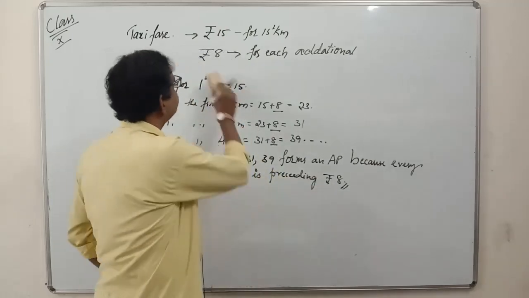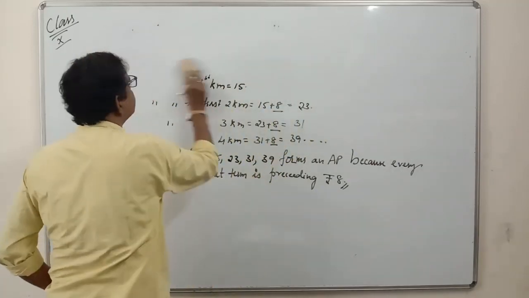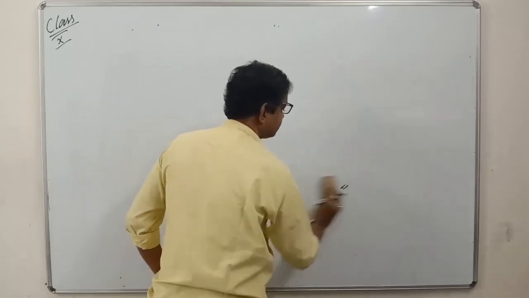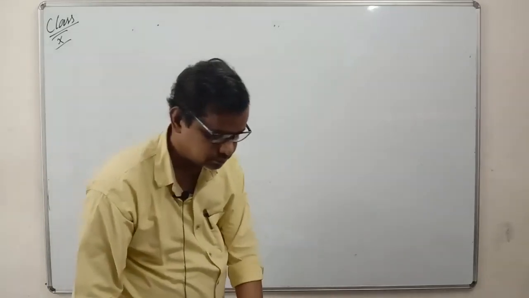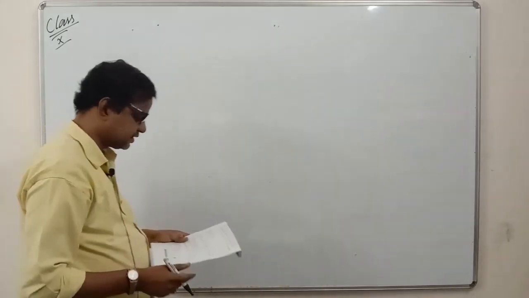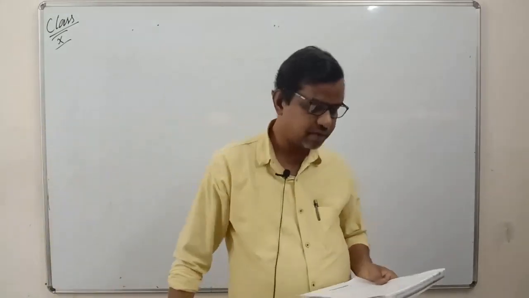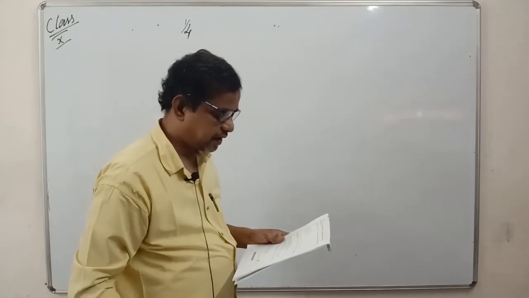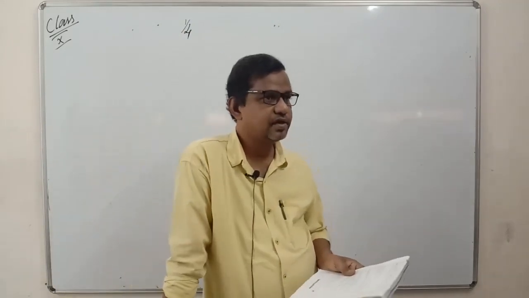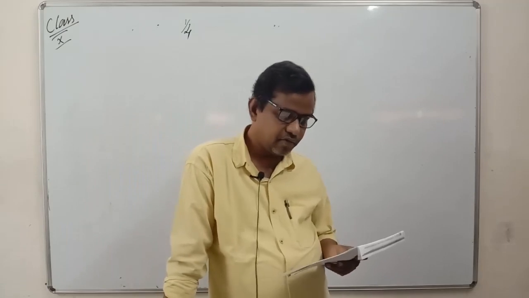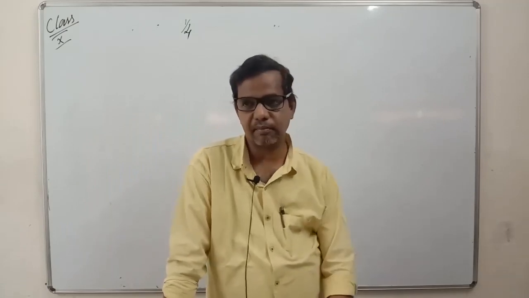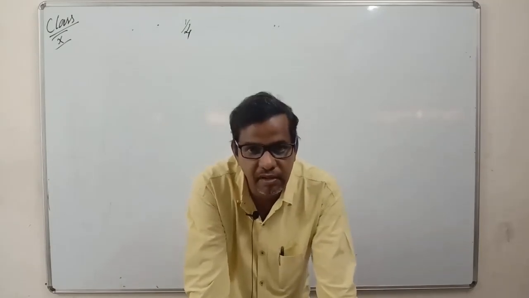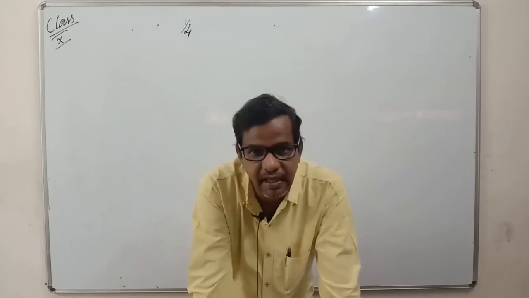Copy the second question. The amount of air present in a cylinder when a vacuum pump removes 1/4 of the air remaining in the cylinder at a time. So what is it doing? The vacuum pump is removing 1/4 of the air from the cylinder. So whether it makes an AP or not.